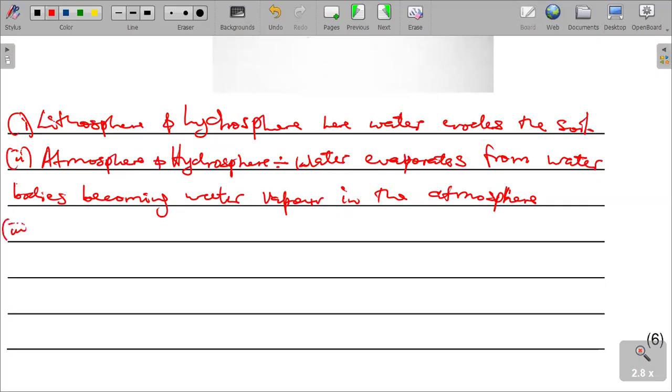Number 3, we can also talk about the lithosphere and atmosphere.